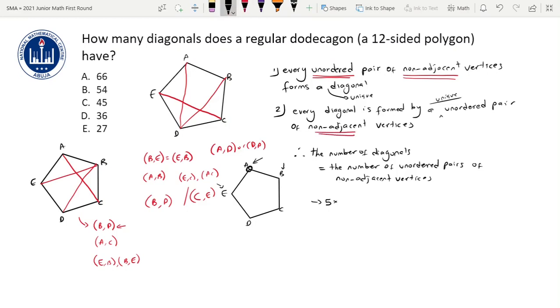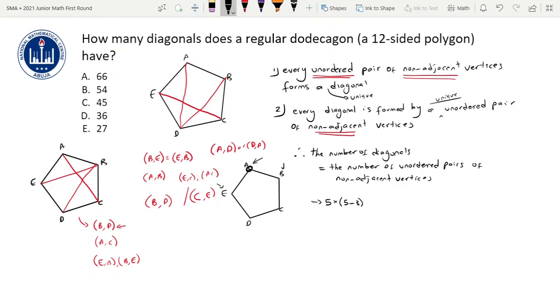So what that means is that for the second vertex of this pair, we're going to have 5 minus 3. We're having minus 3 here because we're excluding the vertex we already picked and the 2 next to it. That's 5 minus 3. So this is the number of pairs of diagonals you have.